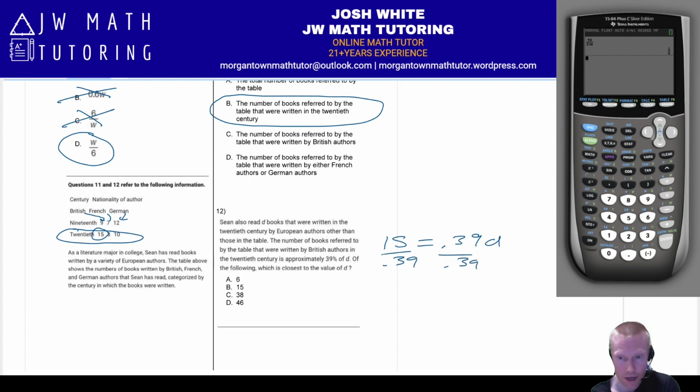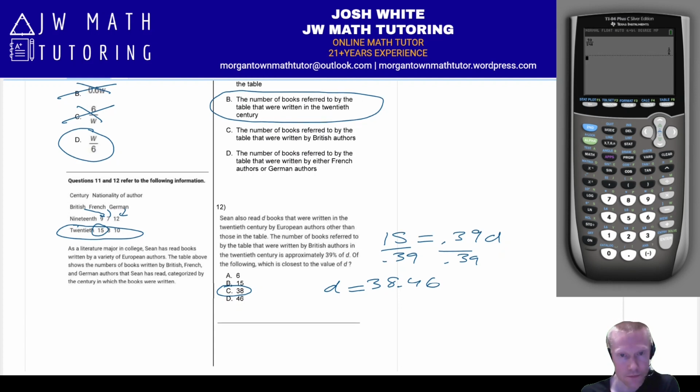And this D would come out to like 38.46. So which one is closest here? Well, it's letter C, obviously, 38. You could also do this one by back solving. Just take 39% of these answers and see which one is equal to 15. 0.39 times 6? No. 0.39 times 15? No. 0.39 times 38? Yes, that one comes out to be close to 15, not exactly 15. It's probably going to be a little bit under it, but it's still close enough that it's the correct answer. So you could also use back solving on this one.